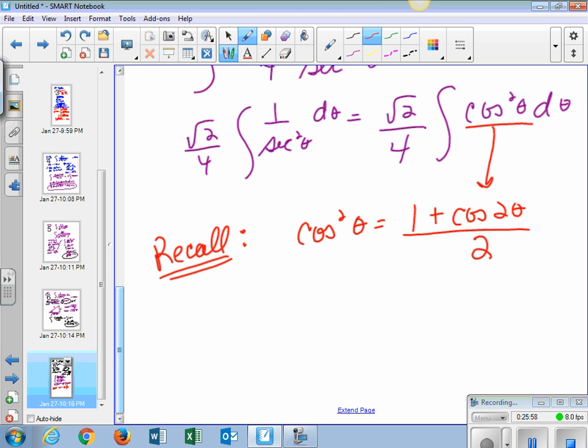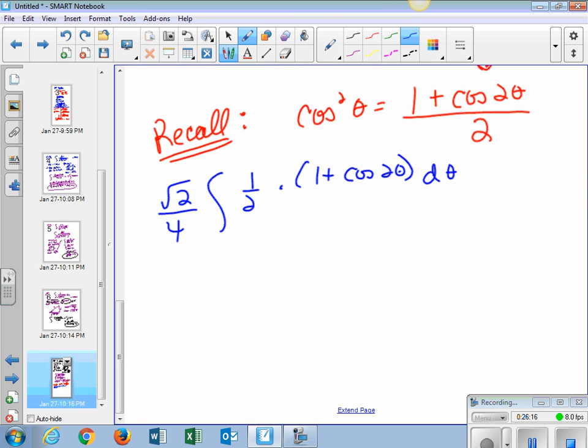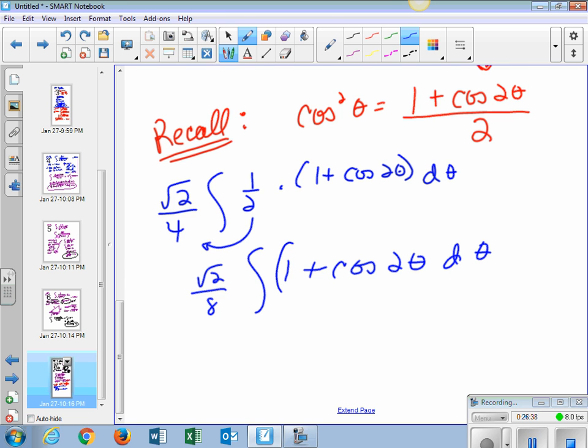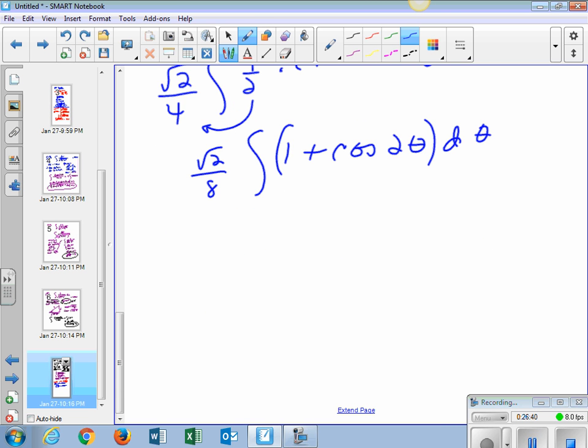Substituting in that power reducing, I'm going to get, still carrying along my root 2 over 4 integral. I'm going to bring this 1/2 out front, and then I get my 1 plus cosine 2 theta d theta. Can't forget that. So this 1/2 that's hanging around here, I'm going to bring it out front and multiply it times that root 2 over 4. So I get my root 2 over 8 integral 1 plus cosine of 2 theta d theta. There we go. Now we're ready to do this.